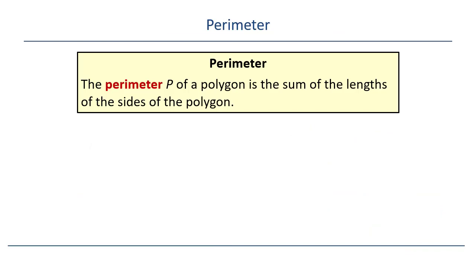Okay, the perimeter P of a polygon is the sum of the lengths of the sides of the polygon. Well, that should be pretty straightforward. So it doesn't matter how many sides it has. It doesn't matter if it's concave or convex. The perimeter is always just add up all the sides.